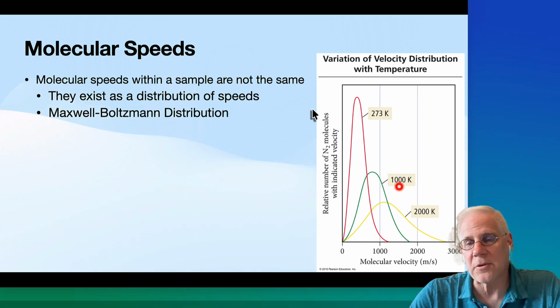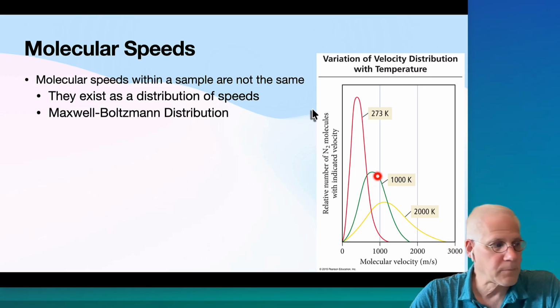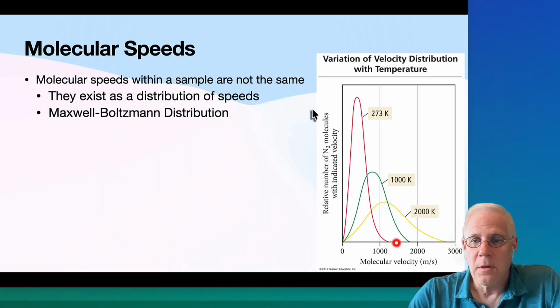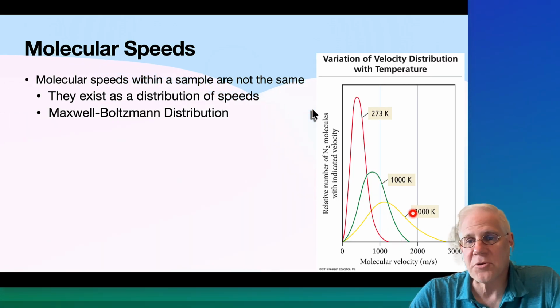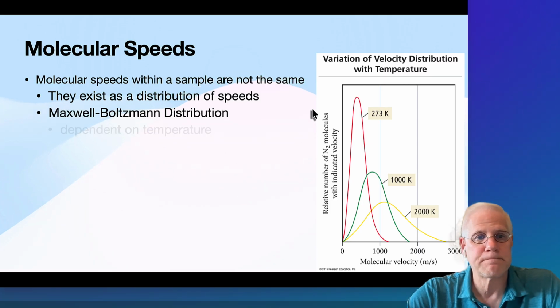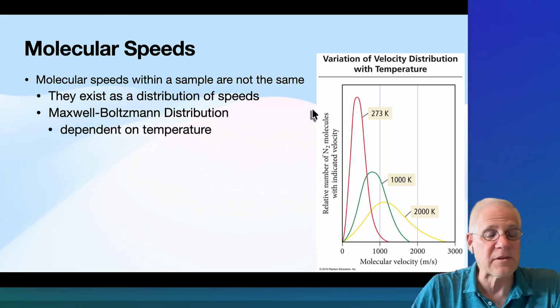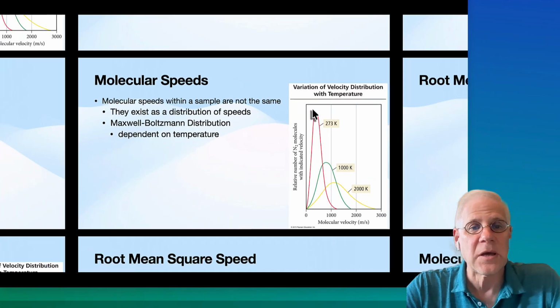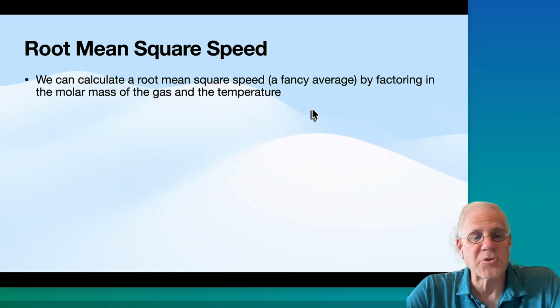If we go to 1,000 Kelvin, we're a little bit more spread out. You don't have as many molecules bunched up at a low speed. Instead, they're here. And then if we go to an even higher temperature, 2,000 Kelvin, then they're really spread out. And you can see you have significantly higher molecular velocities at 2,000 Kelvin. You can see that, as we just mentioned, that distribution is dependent on temperature.